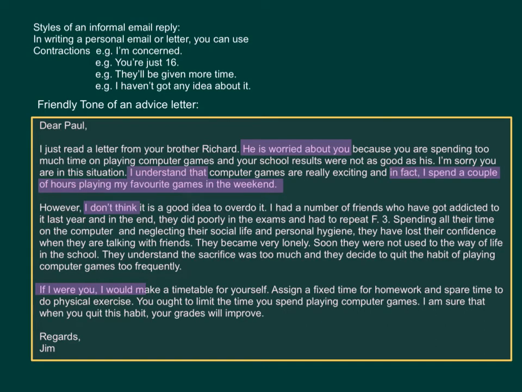Styles of an informal email reply. In writing a personal email or letter, you can use contractions. The examples are, I'm concerned. You're just 16. They'll be given more time. I haven't got any idea about it.